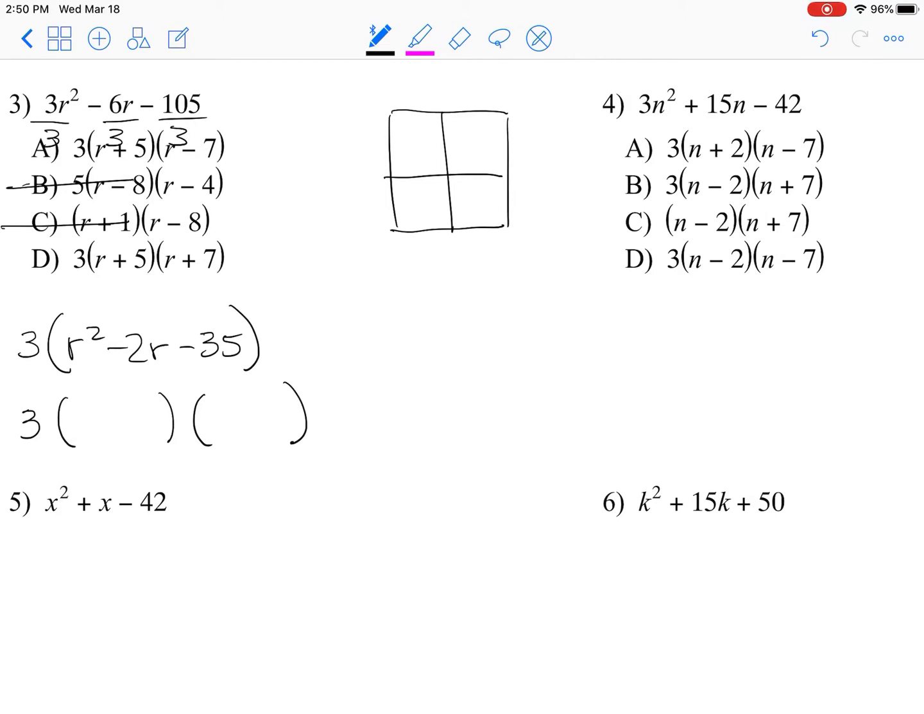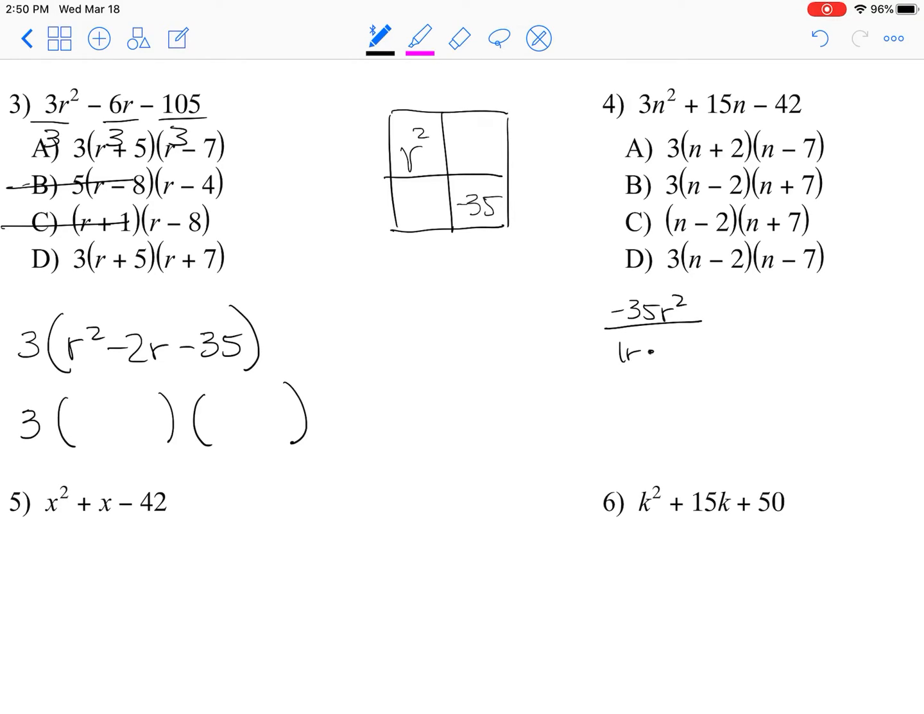Answers that I'm going to have my two binomial factors. Okay, so now I'm going to repeat the directions that we went through on number 1. R squared is going to go in the top right-hand corner of my box. Negative 35 is going in the bottom right-hand corner of my box. I'm going to multiply those two numbers together, and that's what I'm looking for factors of.